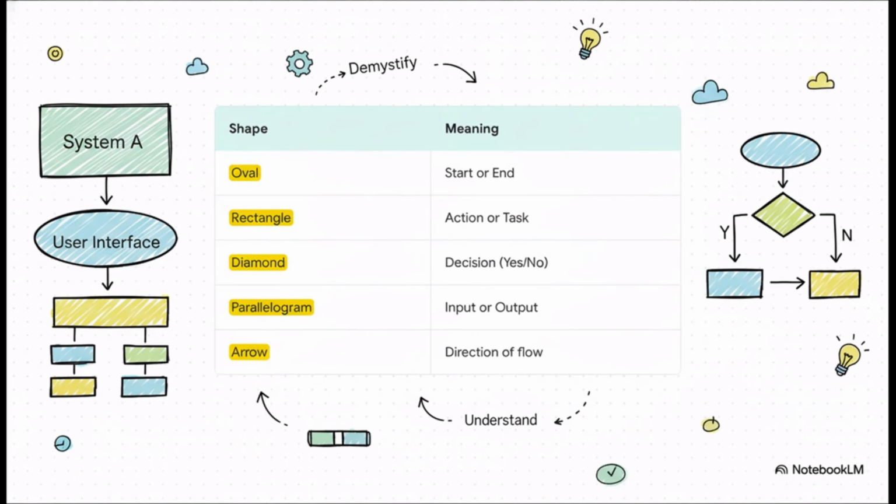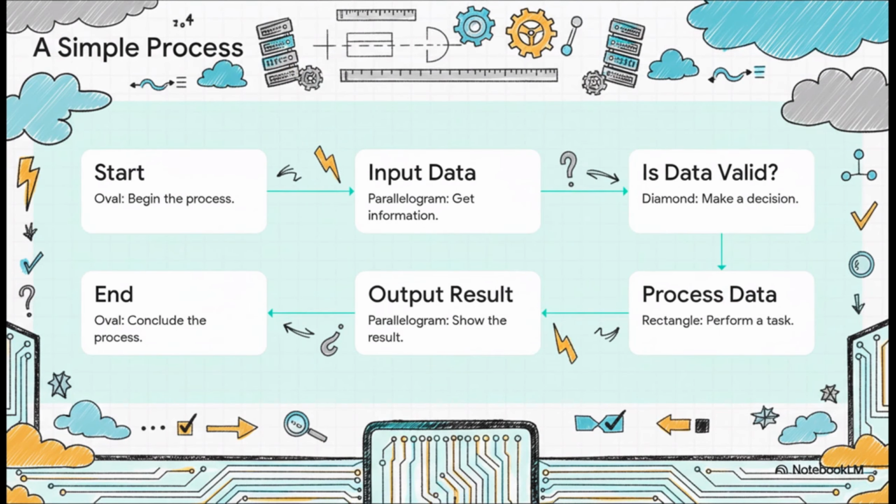The real magic of a flowchart is that it's a universal language. These shapes always mean the same thing no matter where you are. Ovals are your start and end points. Rectangles, that's for actions, the doing parts. The diamond is super important. That's any decision point, usually with a yes or a no path. Parallelograms mean data is either coming in or going out, and the arrows, well, they just show you which way to go. So let's see how this all clicks together.